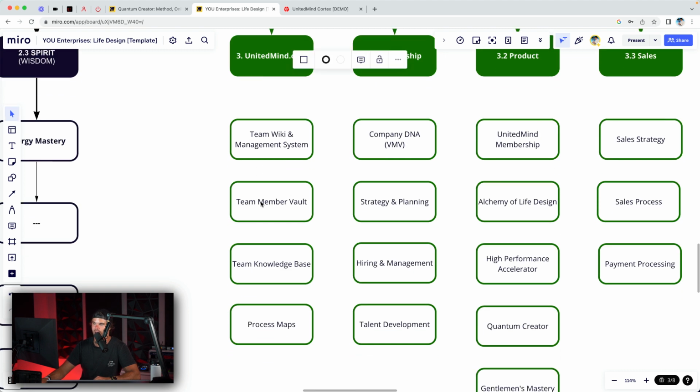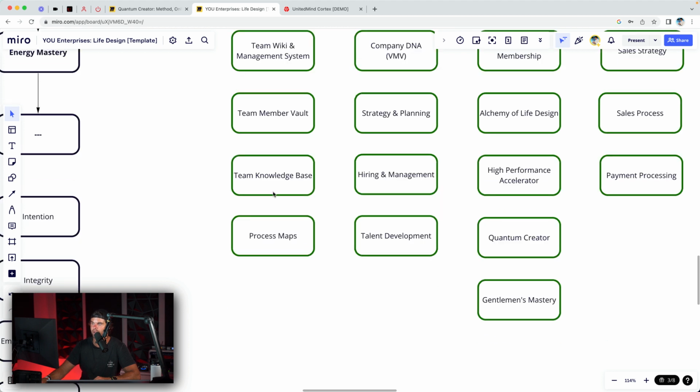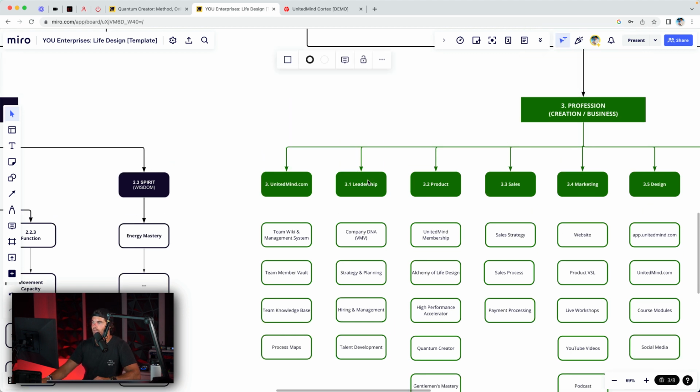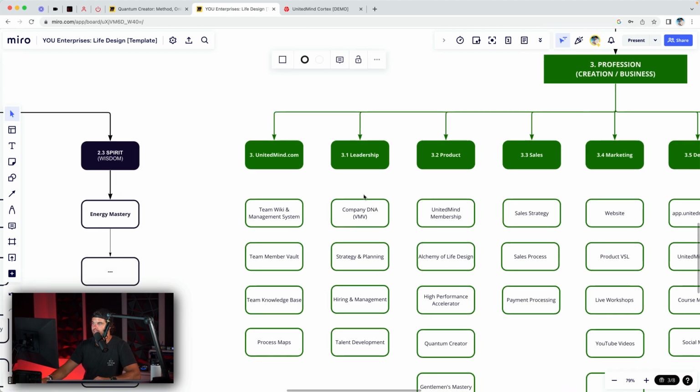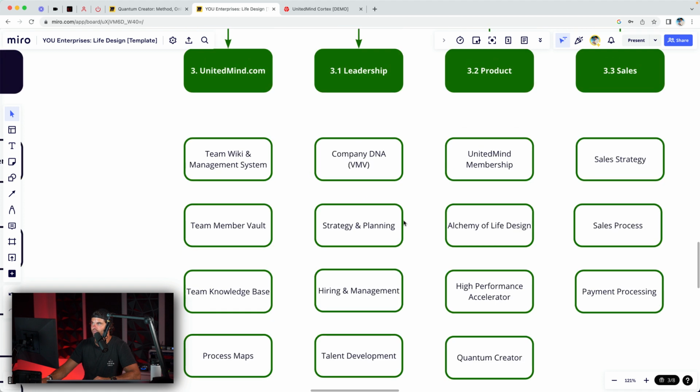everything, having clarity of the team members and having a team member vault, understanding who they are, having a CRM for that, building a team knowledge base so everyone has access to all the information that we need to win, building process maps so everyone understands how things work so they can categorize and map things out visually. Then we've got things like leadership. So that's like building your company DNA, your vision, mission, values, strategic planning, hiring and management, talent development.